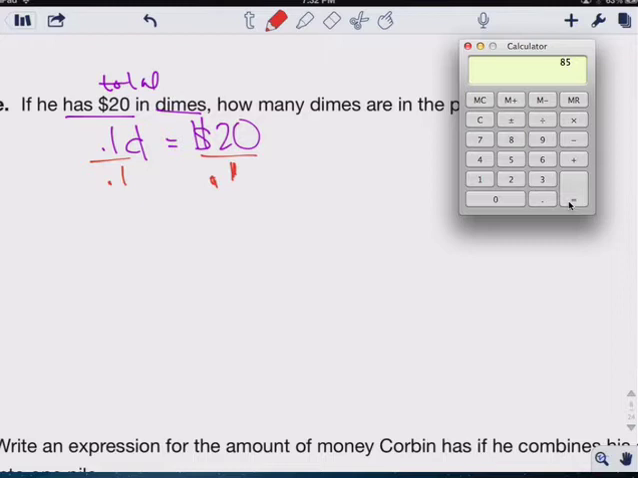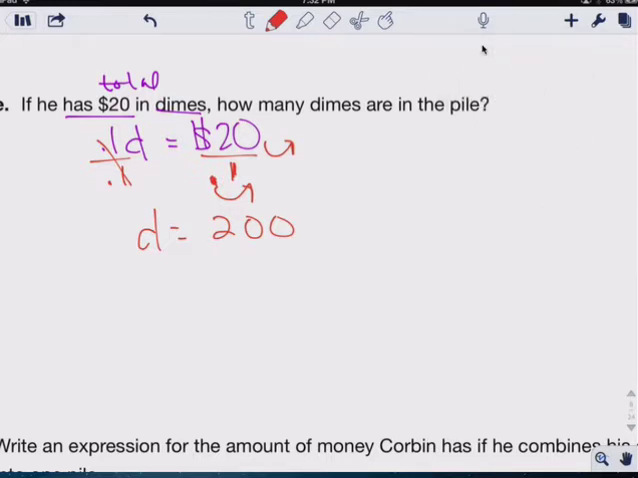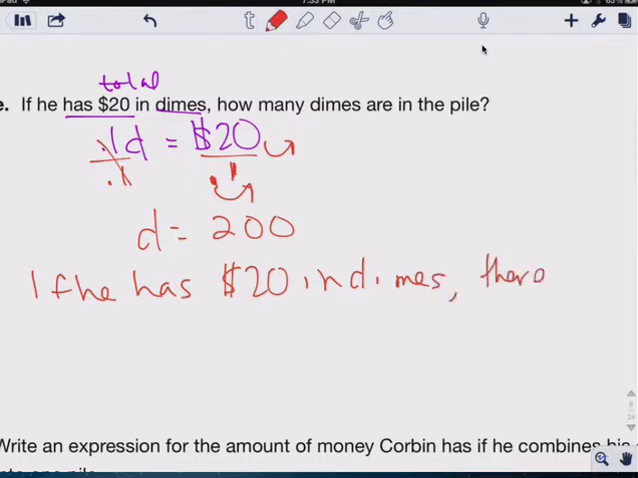Here's how I know. We don't want the decimal, so we move it one place out. That's why we got 200 dimes. If you're in doubt, use a calculator. Always use a calculator if you're in doubt, just to make sure. If he has $20 in dimes, there would be 200 dimes.